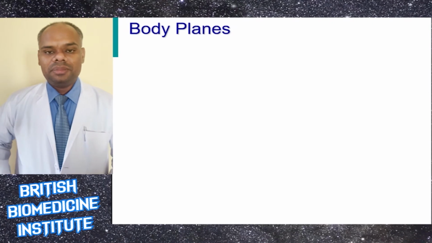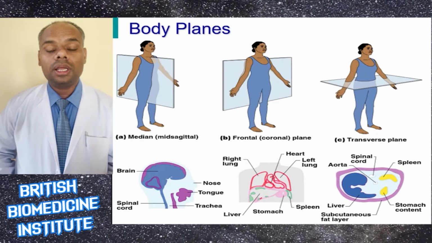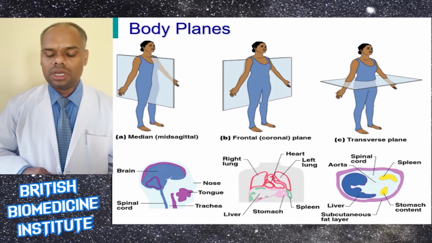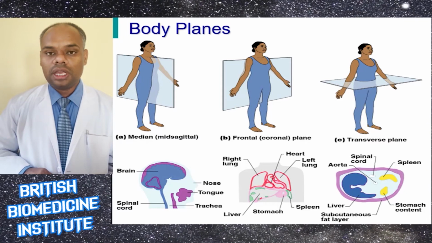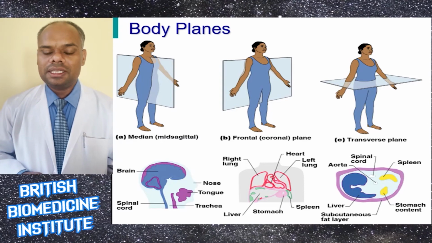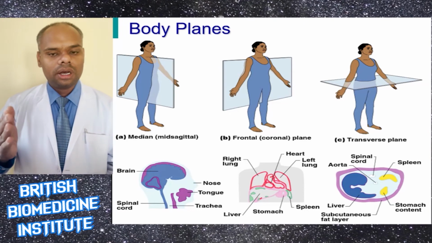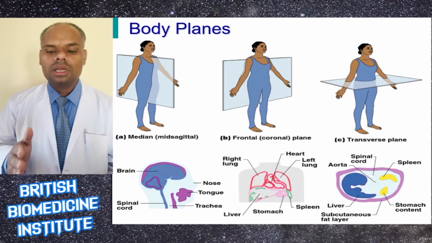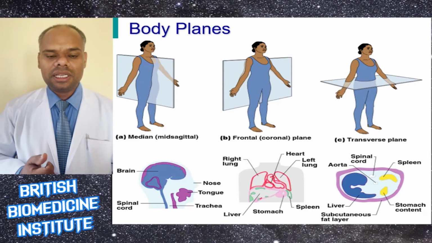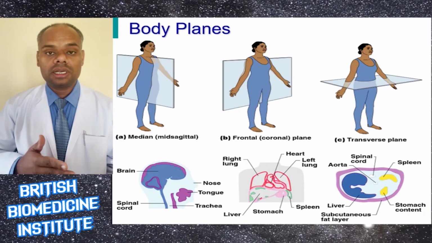The median is your mid-sagittal, the frontal is your coronal plane, and the transverse plane divides the body in half, showing the spinal cord, aorta, spleen, stomach contents, liver and cutaneous tissue, whereas the frontal plane shows the right lung, heart and left lung, spleen and stomach, and the mid-sagittal shows the brain, spinal cord, nose, tongue and trachea.